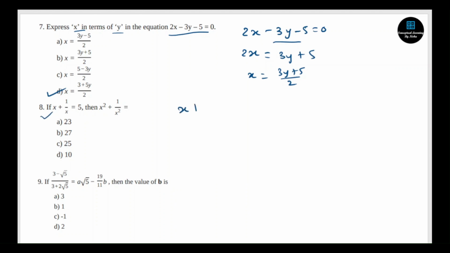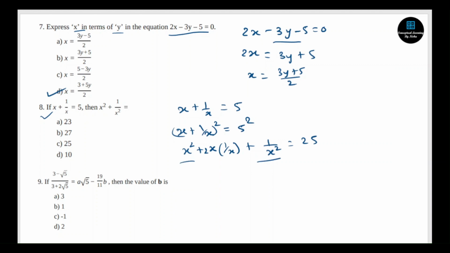Okay. Very interesting question, okay? Now x plus 1 upon x equals 5. This is given. Now square both the sides. So what do you get? (x plus 1 upon x) whole square equals 5 square. So x square plus 2 into x into 1 upon x plus 1 upon x square equals 25. Now here x and 1 upon x get cancelled out. 2 goes to the other side. So x square plus 1 upon x square is remaining, and which is 25 minus 2, which is 23. So the first option is the correct one, right?